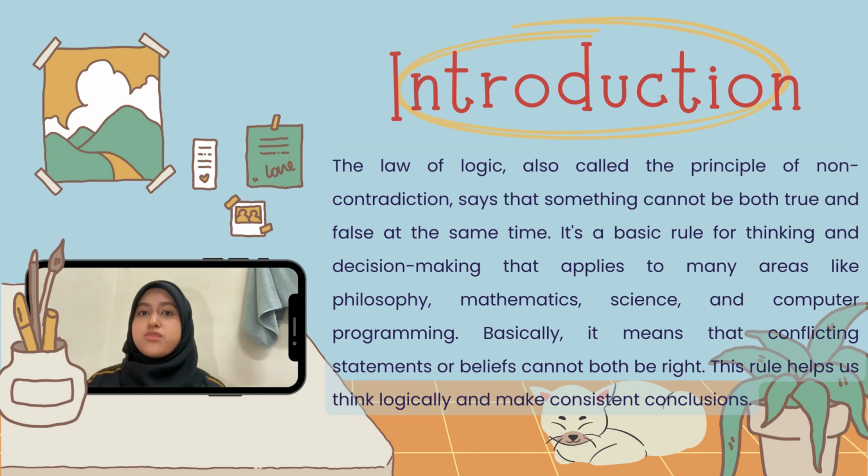Introduction. The law of logic, also called the principle of non-contradiction, says that something cannot be both true and false at the same time. It is a basic rule for thinking and decision-making that applies to many areas like philosophy, mathematics, science, and computer programming. Basically, it means that conflicting statements or beliefs cannot both be right. This rule helps us think logically and make consistent conclusions.